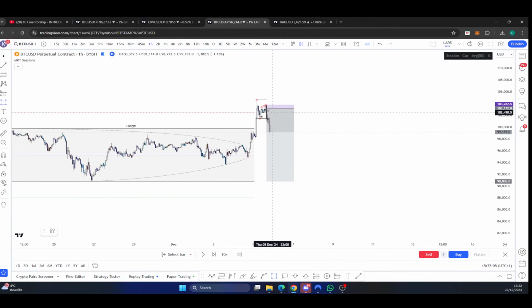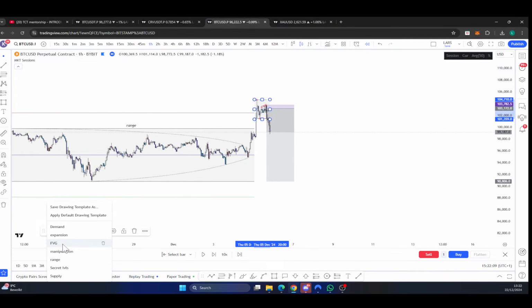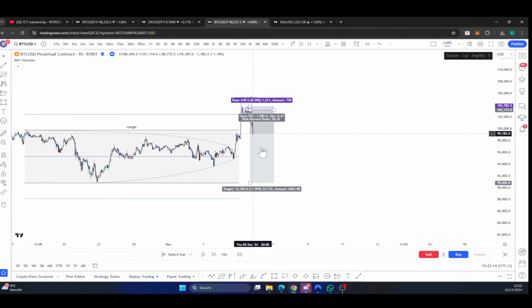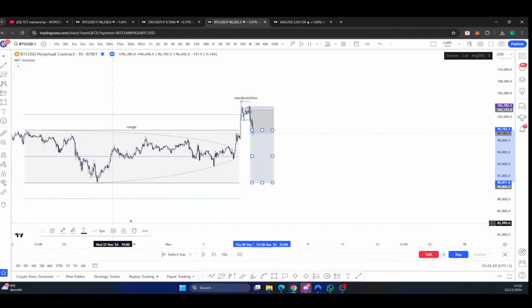So right here, this would have been your manipulation, and it was also a beautiful range fully above that original range from the PO3, not connected in any kind of way. And then you had that aggressive expansion towards the downside right here.